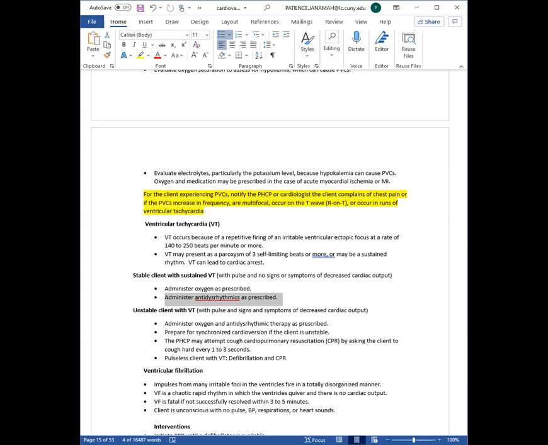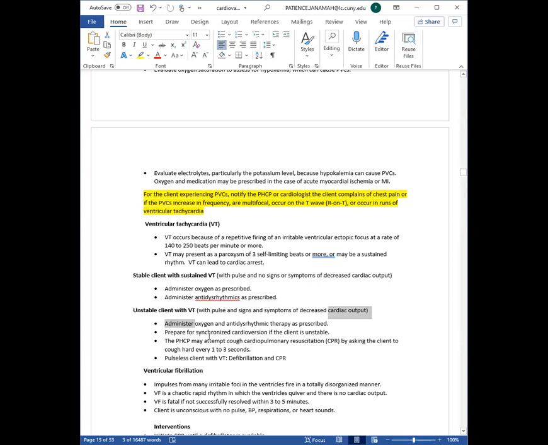For those that are unstable, they have a pulse and signs and symptoms of decreased cardiac output. So you can see that they have a pulse, but maybe the heart rate is low. No, this is tachy. The heart rate is high, but you can feel that their heart is not working properly. The patient complains of chest pain. There are other complaints besides just the V tachy that you see on the diagnosis. So if they have other complaints, you still give them oxygen and the antidysrhythmics as prescribed.